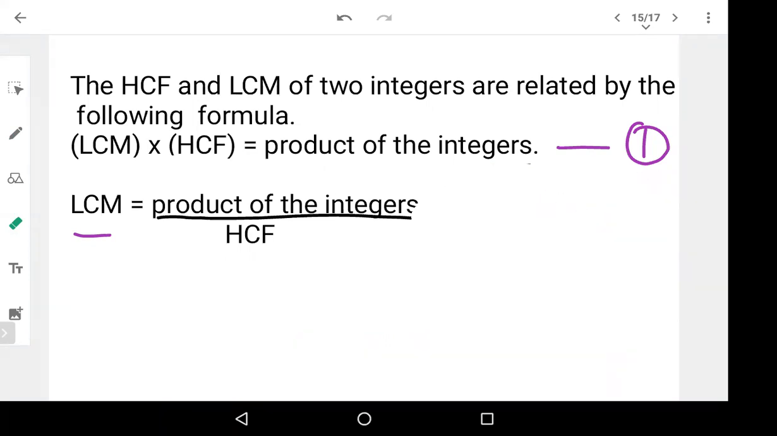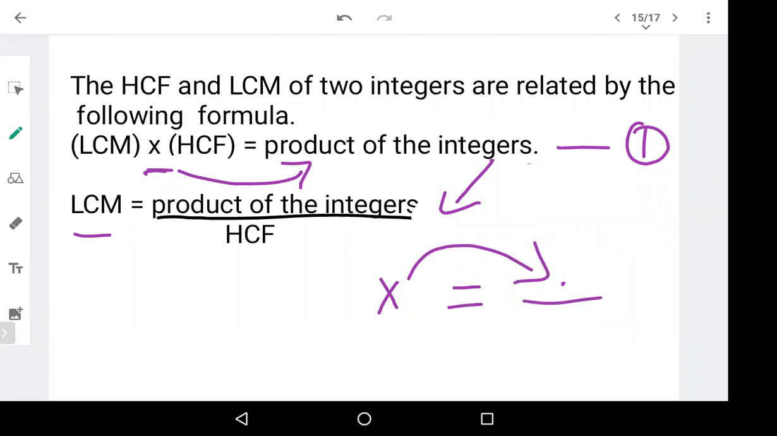The product of integers remains as it is, and this HCF which had a multiplication sign here, I am going to take it to the other side. After the equal to, if I have a multiplication sign on one side and I take it to the other side, it will become division. Understand this better: when I have multiplication and I take it to the other side, it will change the sign completely. So it will become division.